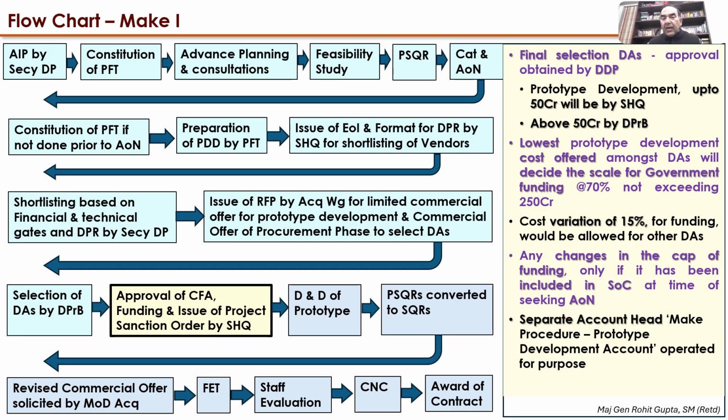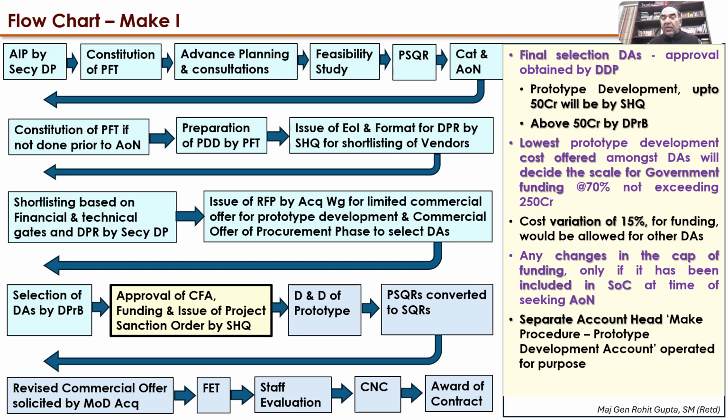For the purpose of funding, the lowest prototype development cost given by a particular DA will decide the scale for government funding. That means whichever is the lowest cost offered, that will be the scale at which it shall be given. The scale is very simple: 70%, not exceeding 250 crore. 30% will be borne by the DA.